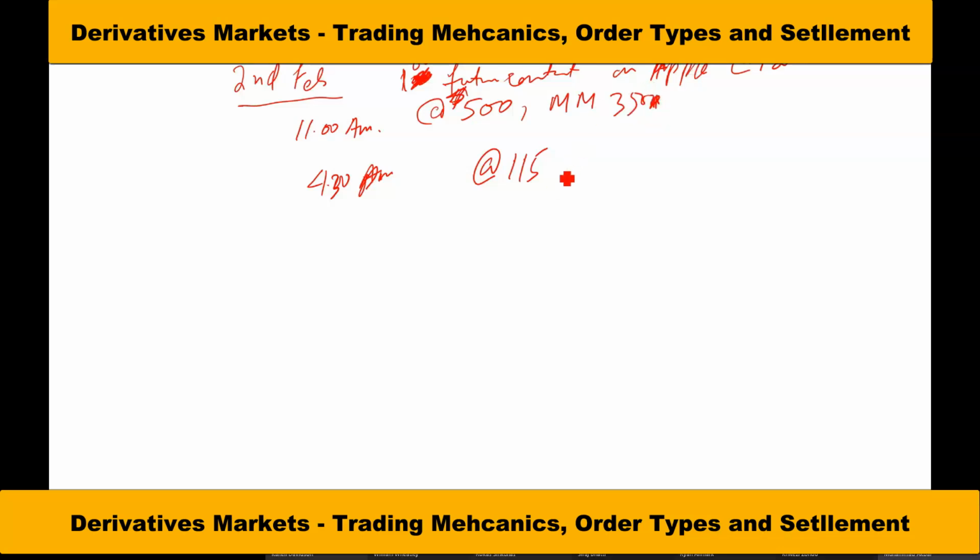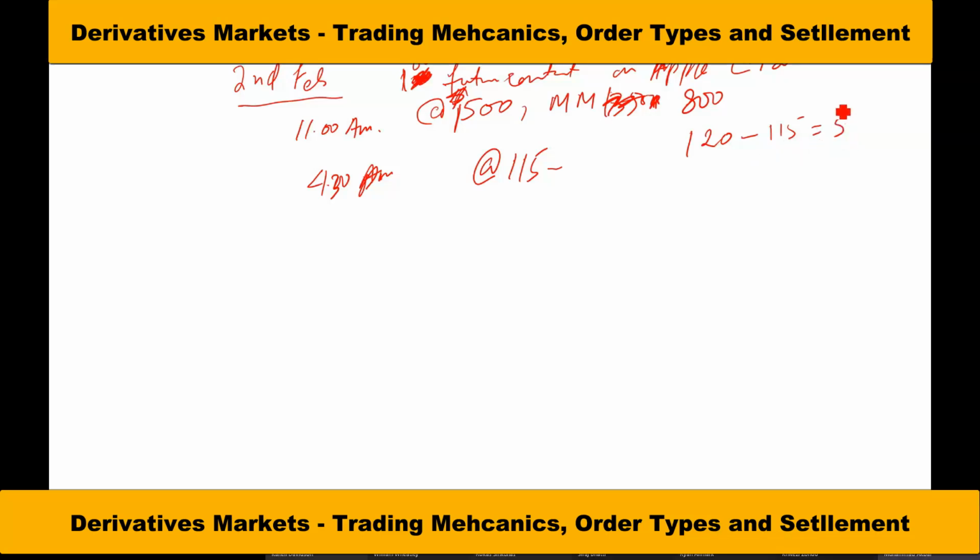Let's make the maintenance margin 350. So at 4:30, the market closes at 115. Now, the opening position was 120, the closing position is 115, and I was having a long position in the future contract, so I have lost $5 per contract. Let's make this 1,500 and this 1,000, and let's make it 800 maintenance margin.